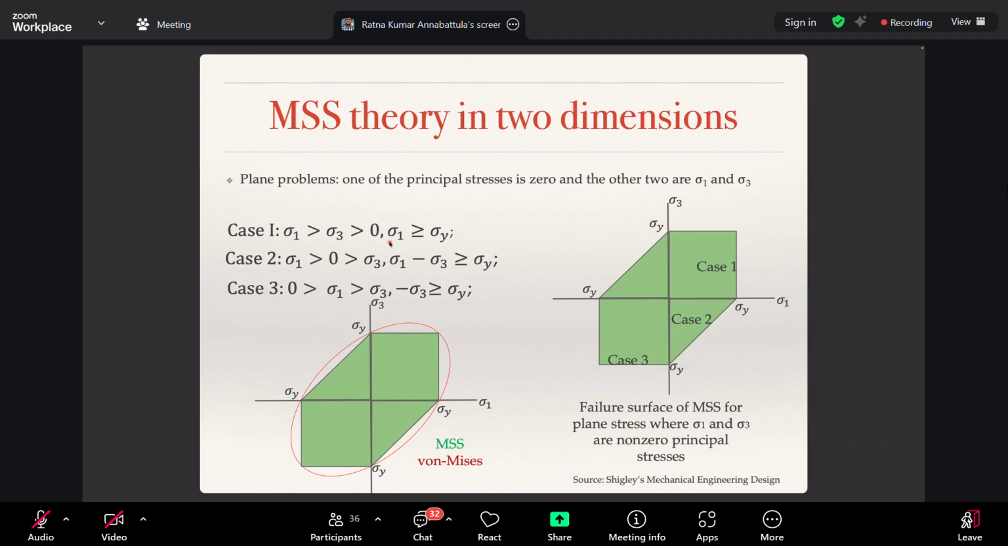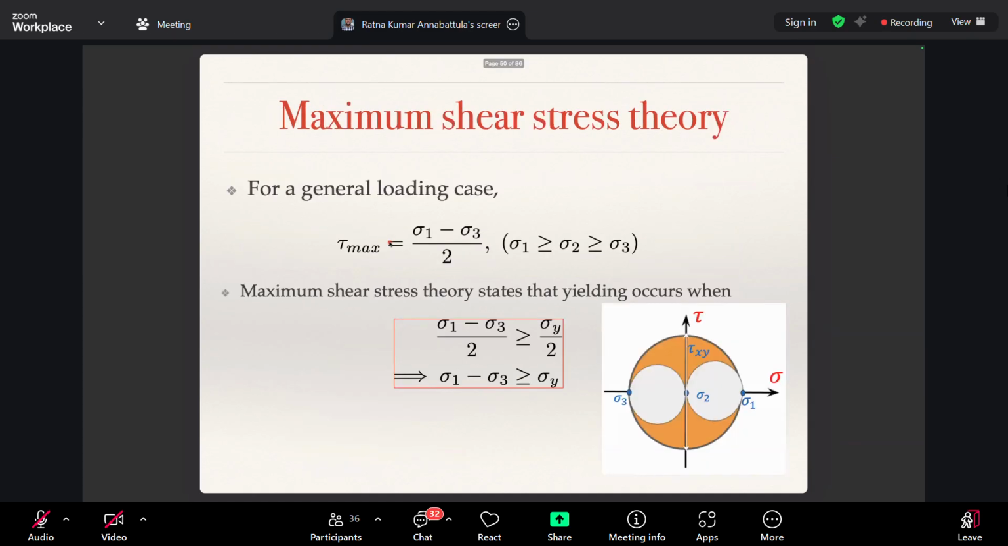So can you repeat? Couldn't follow. So what I am saying is, you have a 3-dimensional state of stress. In 3-dimensional state of stress, what we said was sigma 1 greater than sigma 2 greater than sigma 3. If that is the case, then maximum shear stress will be (sigma 1 minus sigma 3) by 2. Correct? That means maximum principal stress minus minimum principal stress. Do you agree?